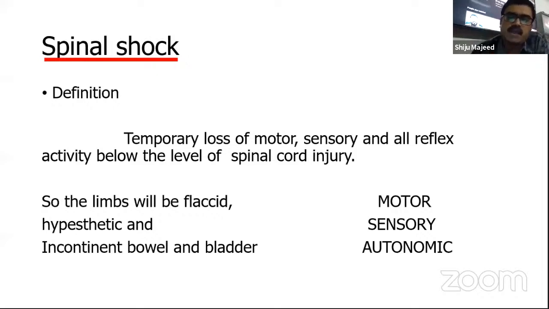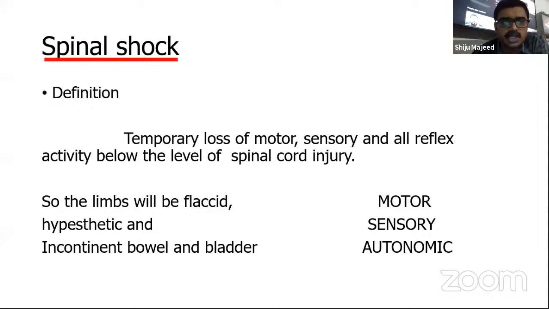Now, when you see a patient after a spinal cord injury, when the patient comes to casualty, the patient will be in a state where he is not able to move both his lower limbs or the upper limb, whatever the situation, and they will have temporary loss of motor, sensory, and all reflex activity below the level of spinal cord injury. So this is the condition which is known as spinal shock. By spinal shock, we mean that the spinal cord is in a state of shock due to the injury.